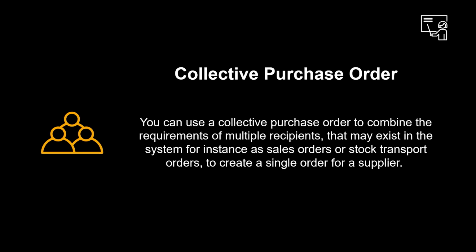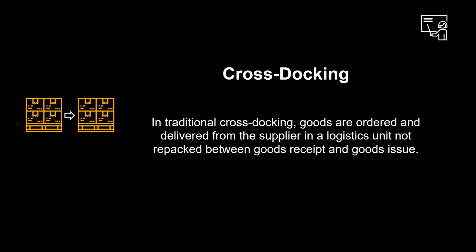You use a collective purchase order to combine multiple recipients' requirements in the system, such as sales orders or stock transport orders, to create a single order for a supplier. In traditional cross-docking, goods are ordered and delivered from the supplier in a logistics unit not repacked between goods receipt and goods issue. It's time to prepare for a demo.